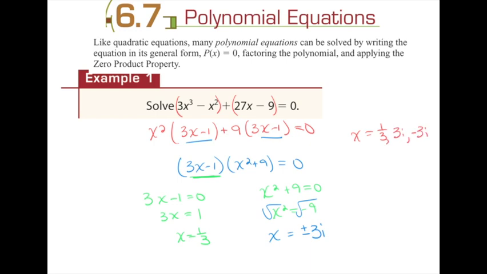You can list it with a plus minus in front of it, but I want to point out that there are 3 answers. There are 3 answers here. That we had 3. So this was actually my answer here: 1/3, positive 3i, and negative 3i.